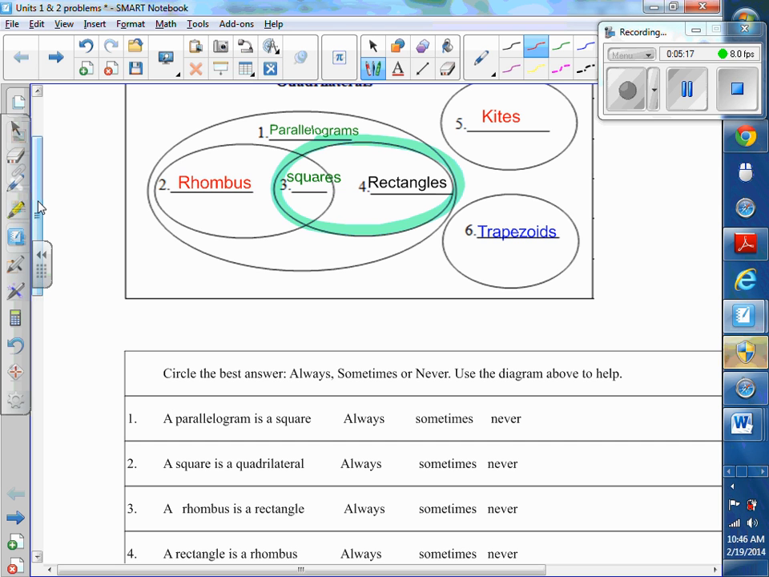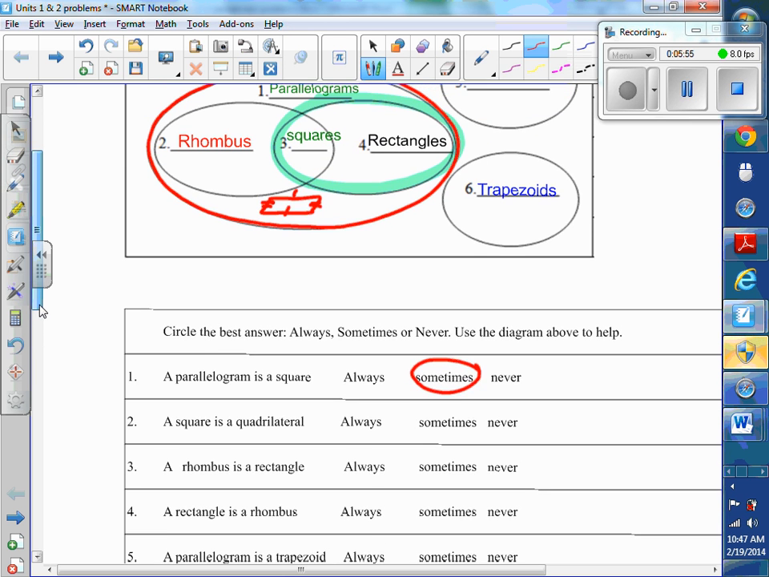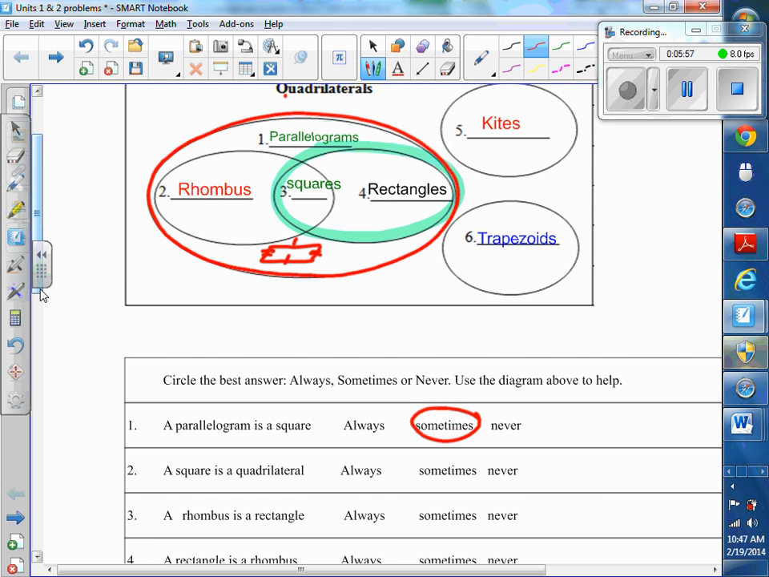So the way I do this is I look at my parallelograms. That's all of these things, right? And sometimes the parallelogram is a square, but not always, because sometimes the parallelogram is a rectangle or a rhombus or just a plain old parallelogram out here. It's not a rectangle or a rhombus. It's just a parallelogram that looks like this, right? So only sometimes is a parallelogram a square, so I would circle this. Okay, Kalis, what about you? A square is a quadrilateral. Always true, right? Because the square is completely encased in the quadrilateral box.